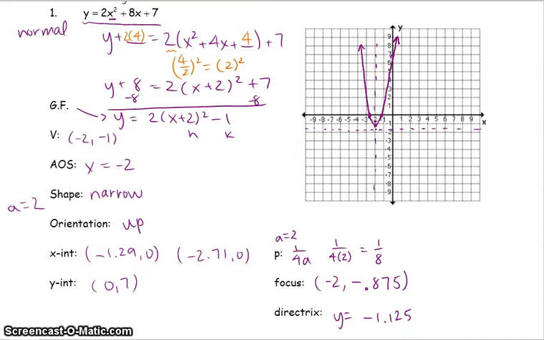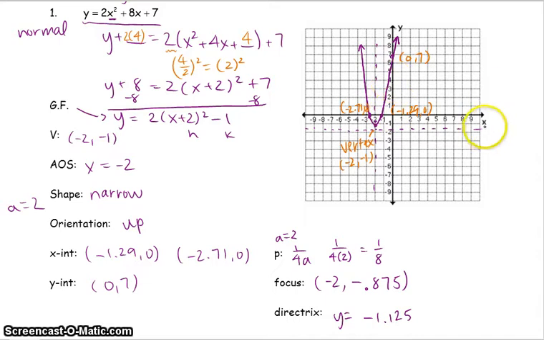So just as a reminder, our vertex is (-2, -1). That's this point. And our x-intercepts are (-2.71, 0) and (-1.29, 0). And this is (0, 7).